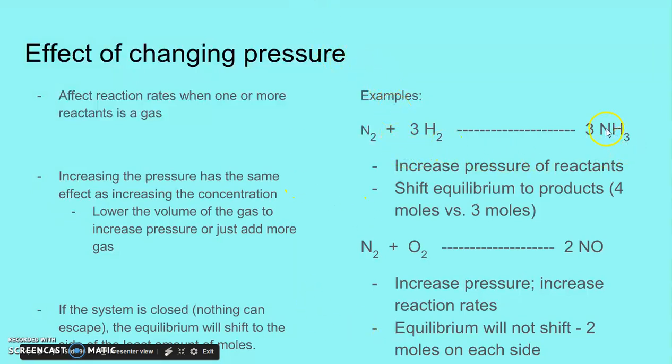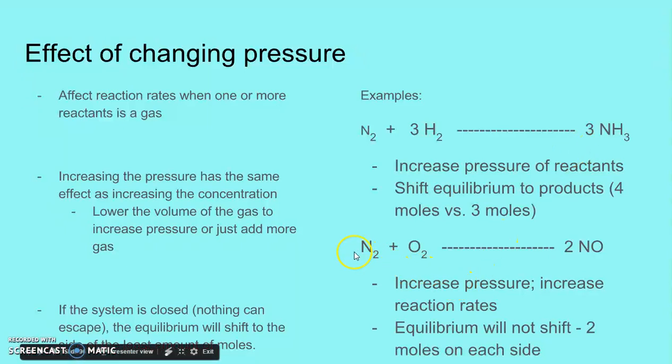If we look at these examples, the coefficients in front, which you're going to learn about in the next unit, tell you how many moles of that substance you have. This is read as 1 mole of nitrogen plus 3 moles of hydrogen gives 3 moles of ammonia. So if I increase the pressure on the reactant side, by lowering the volume or adding more reactants, I'm going to shift the equilibrium to the product side, because there are 4 moles here, 1 plus 3 is 4, and only 3 moles here. So it's going to favor the side that has fewer moles.